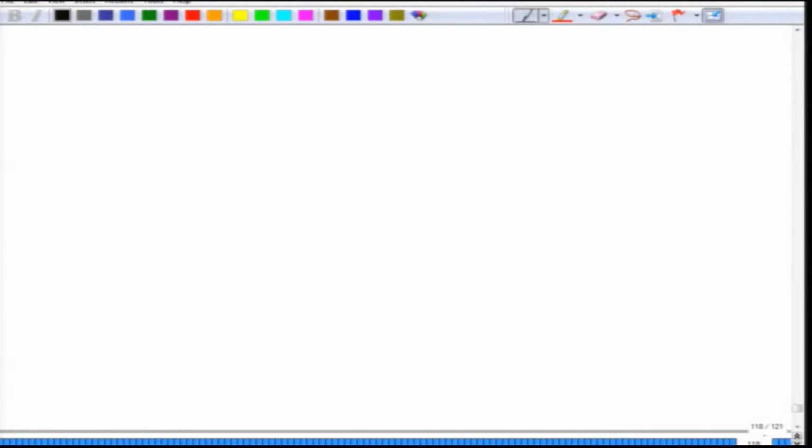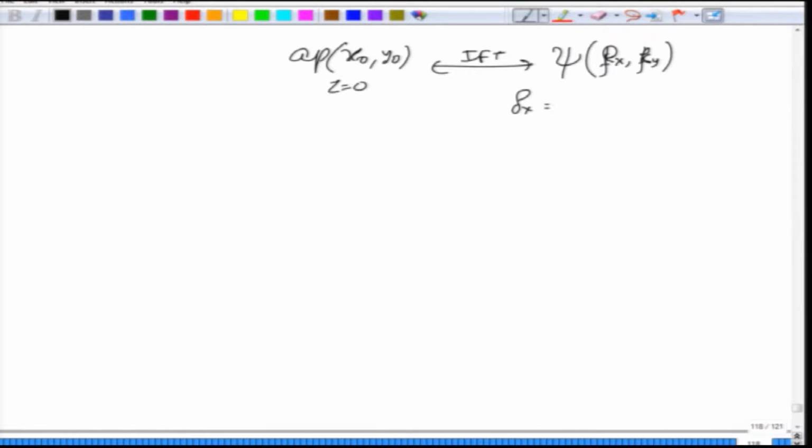For now, we know that if I am given an aperture function in the form of aperture at x 0, y 0 located at the plane z equal to 0, the aperture is located there. If you take the inverse Fourier transform, then what you are going to get will be a function phi of f x and f y. Of course, f x is equal to x by lambda z, f y is equal to y by lambda z. So, you are actually getting this in terms of the x and y coordinates itself. Okay. So, this is the inverse Fourier transform expression.